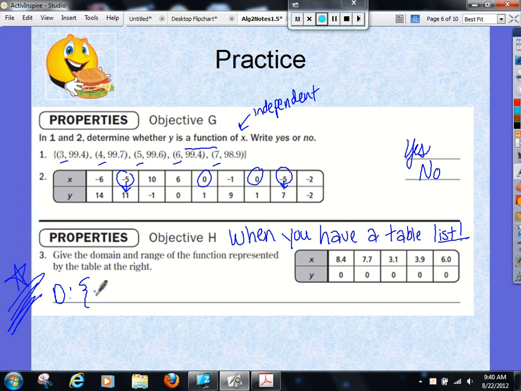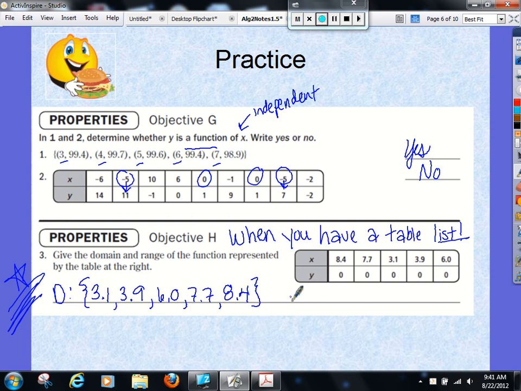So when I do my domain, I'm going to just list them out. You could put them in the order that they came if you want. I think it's mathematically polite to put them in numerical order. Some of you might not care that much, and that's okay too. Just make sure that you do not put an inequality here, because we don't know that this is continuous. That's the domain. That is what x can be.